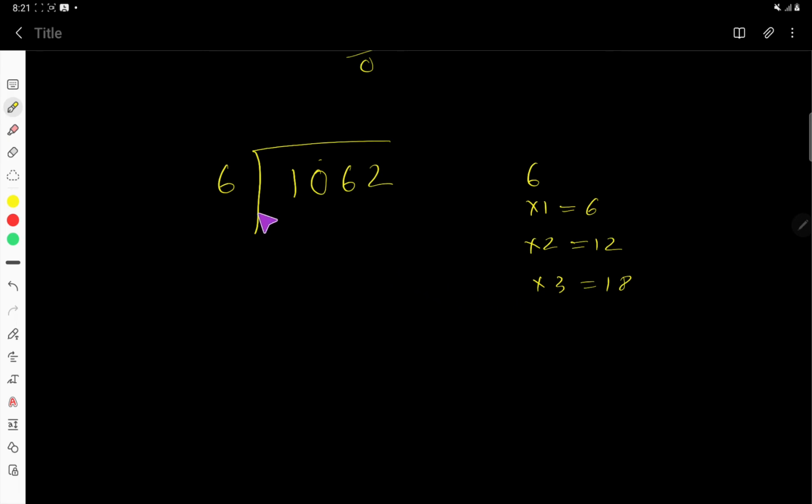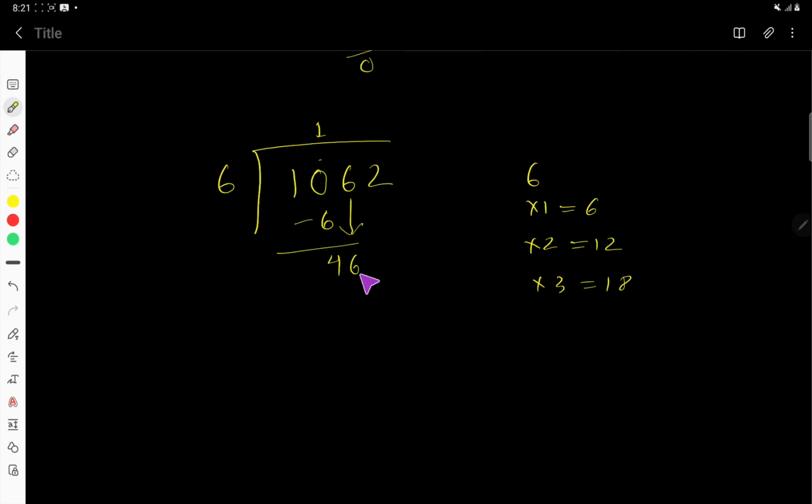So look. 6 goes into 10 how many times? Actually, if you take 2 times, then 12. So you have to stop here. 6 goes into 10 1 time. So you have to write 1 here. You have to consider the last digit. Then 1 times 6, 6. Right? If you subtract, then you are getting 4. Right? Then bring down this 6.